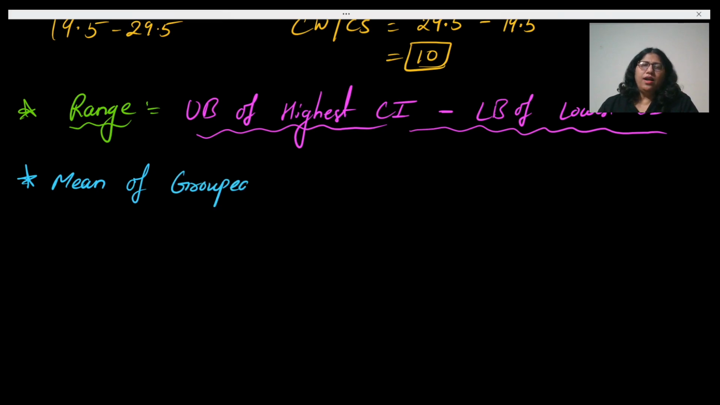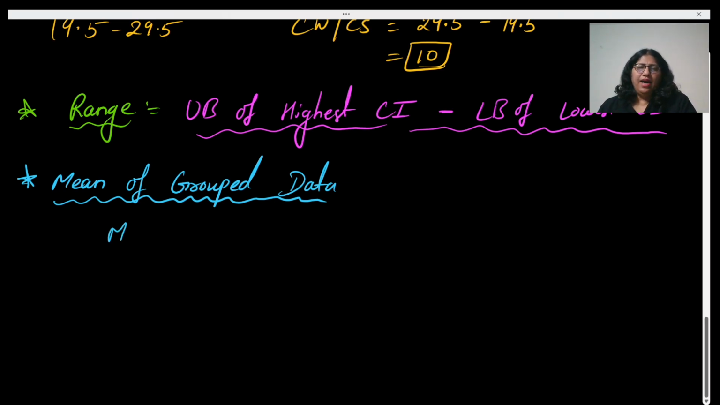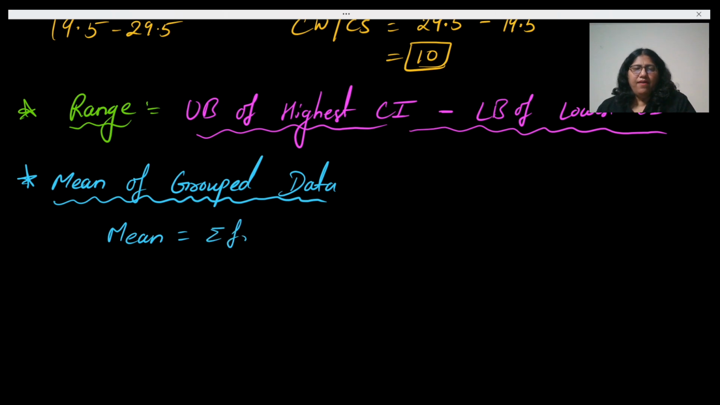So whenever you are finding the mean of grouped data, you are going to get the middle value of each class interval, right? And the formula is going to be fx by f here. If I'm calculating the mean, it is going to be sigma fx by sigma f. Then what is going to be your x here?